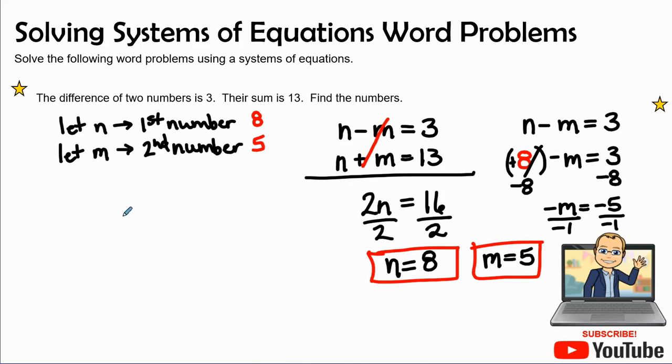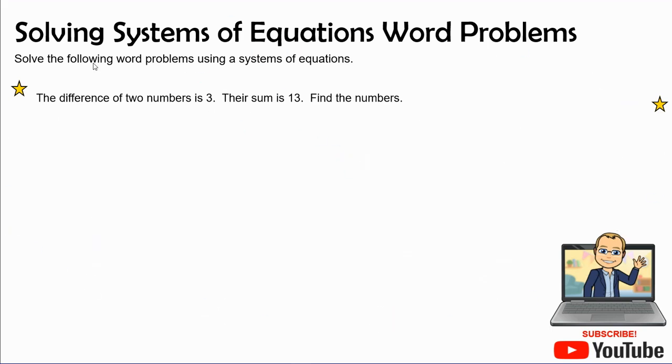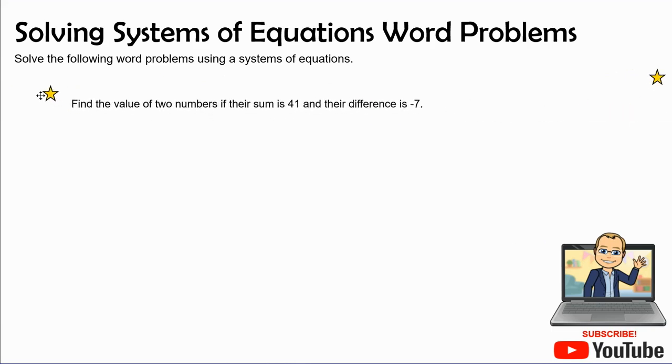If we add those two numbers together, 8 plus 5, it definitely gives us 13. And the difference of 8 and 5 definitely gives us 3. All right, that was cool. Let's go ahead and try our last example. Here we go. I'm going to put that back. Let's pull out another one.